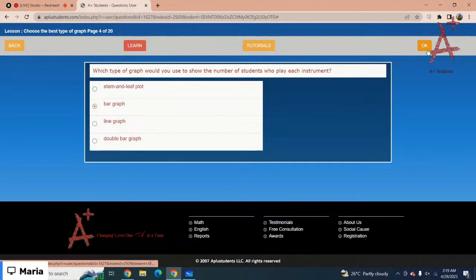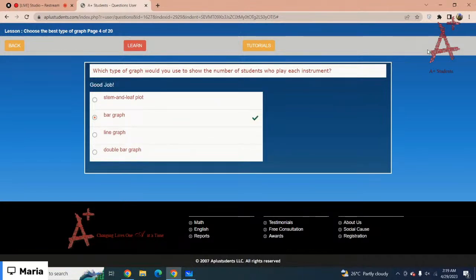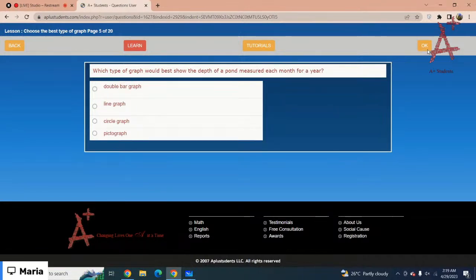Let's see. Yes, that is bar graph, because you can use the stem and leaf plot when you have bigger data values given. Got it? Also, you can use the line graph when your time span is involved, and the other two I forgot their names. Got it? So I guessed the answer, but it was the bar graph.